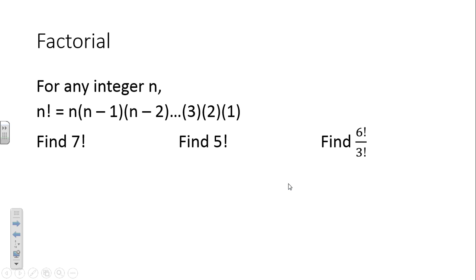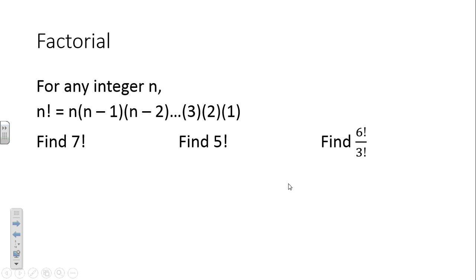Has anybody seen that before? Yes, no? First time through? Okay, so 7 factorial means that we take 7 times 1 less than 7, 6, times 2 less than 7, or 5, times 3 less than 7, 4, times 3 times 2 times 1. So you keep decreasing your number by 1 every single time until you get down to 1.